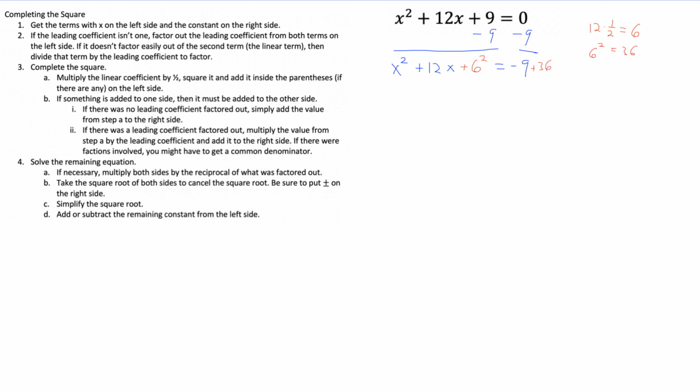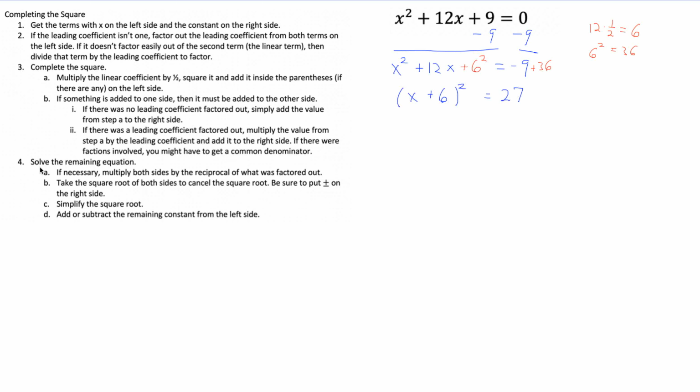And so what we have here, what we learned is this right here factors into x plus 6 times x plus 6, or x plus 6 squared. That's why it's called completing the square, because we added something to make this a perfect square. So we have negative 9 plus 36 is 27.